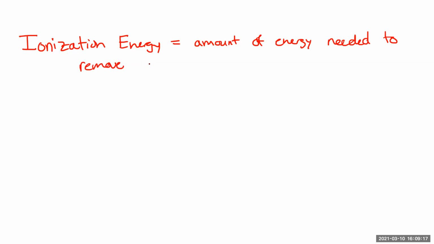And ionization energy, as you recall, is the amount of energy needed to remove a single valence electron from an atom. So that is energy required to pull an electron off.